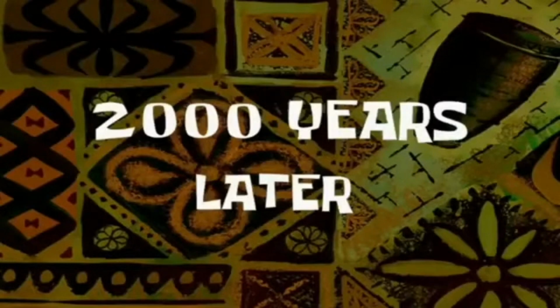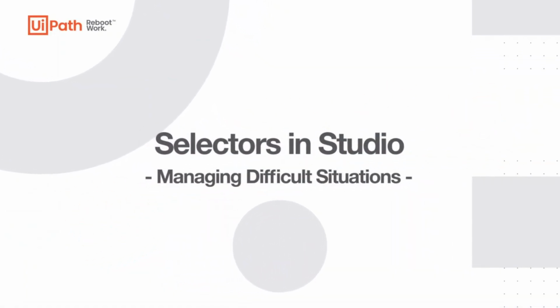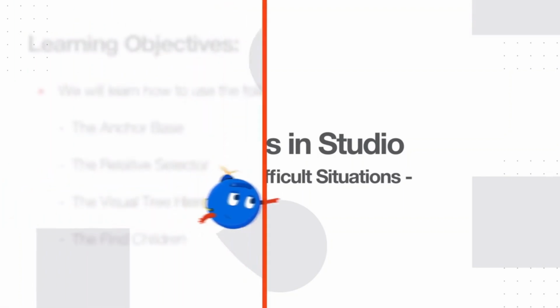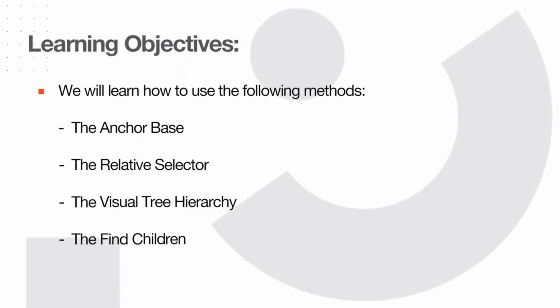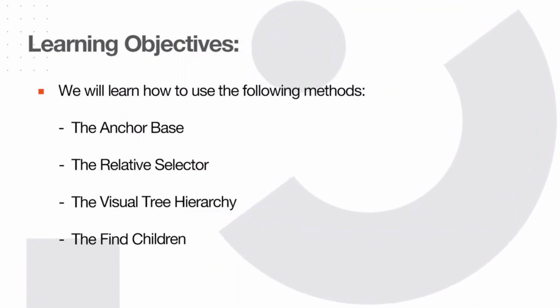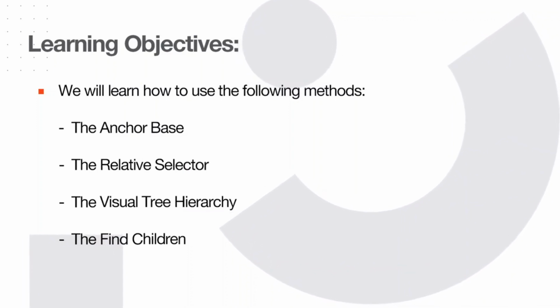2,000 years later. In this part of the video, we're going to talk about managing difficult situations in which reliable selectors aren't automatically identified in the studio. We'll learn how to use the anchor base, the relative selector, the visual tree hierarchy, and the find children methods to improve the reliability of a selector.